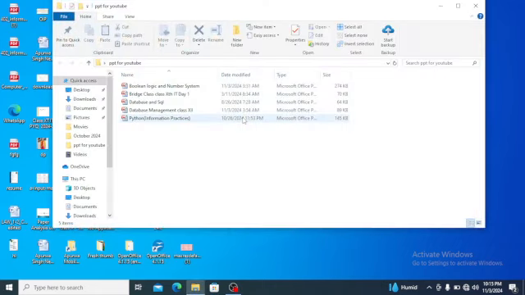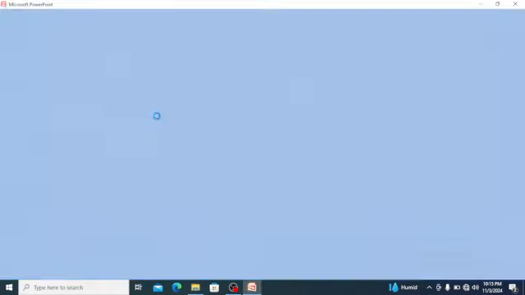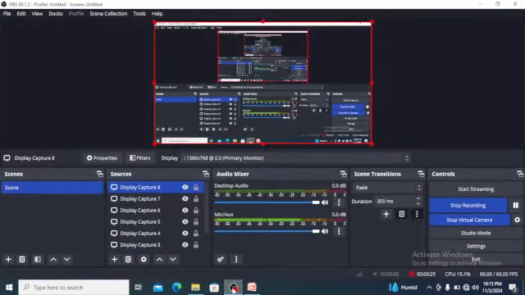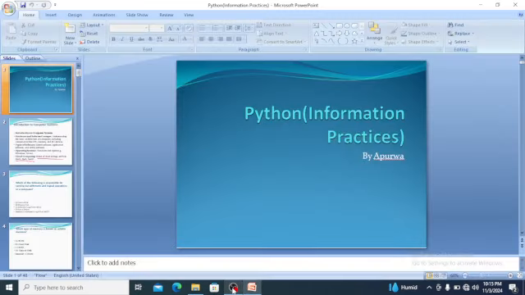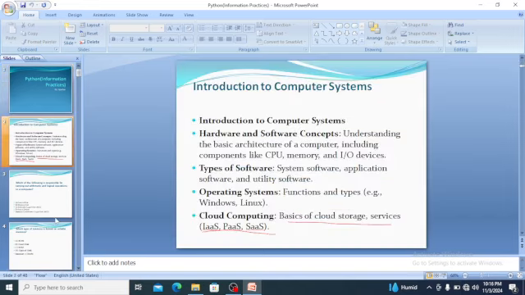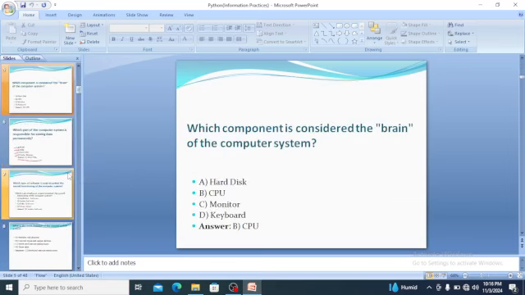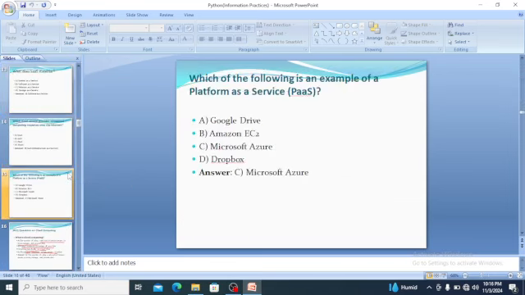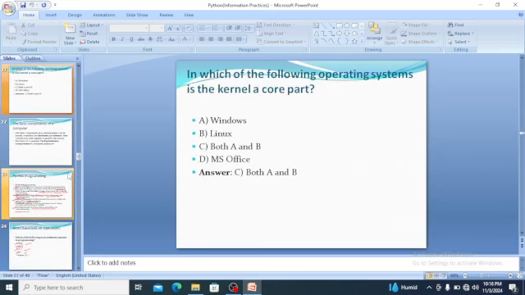I have some PPTs I have prepared, so first of all I am going to teach Python information practices, which I was teaching that day. I have made you understand a few basic concepts, what are the main parts of Python, and I have made some MCQ questions also. I explained how you are going to solve those kinds of questions. Now I have the rest of the slides with the remaining questions. I have discussed many questions, but a few questions were pending.